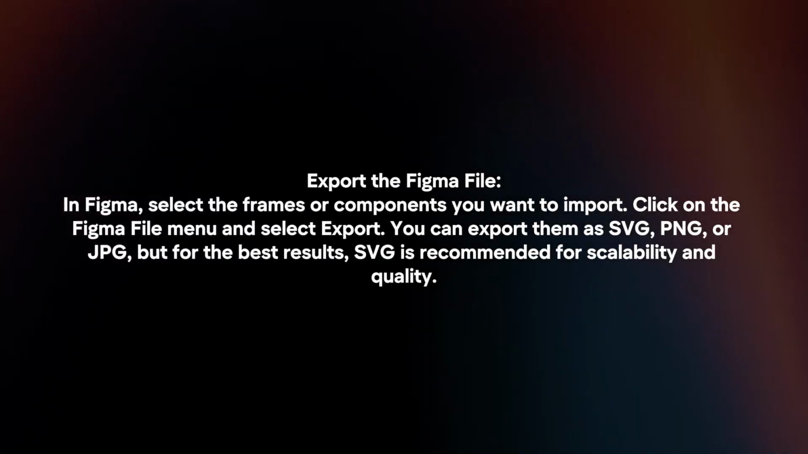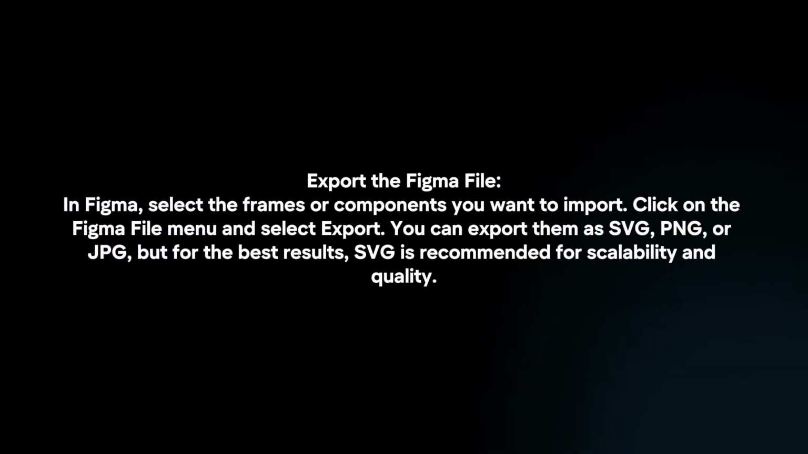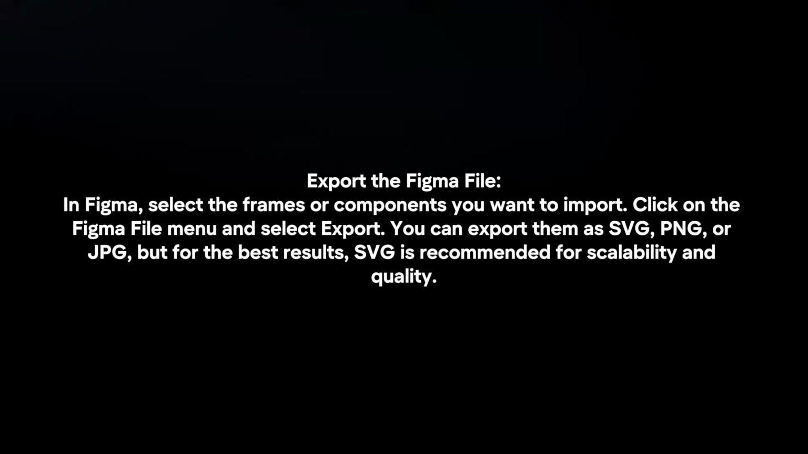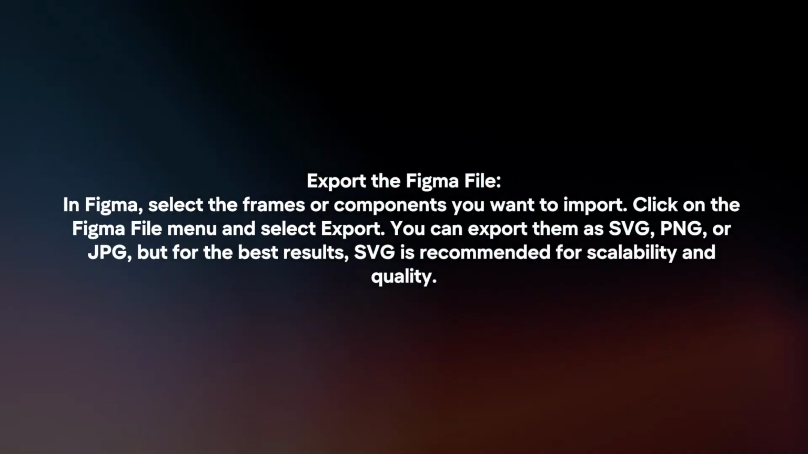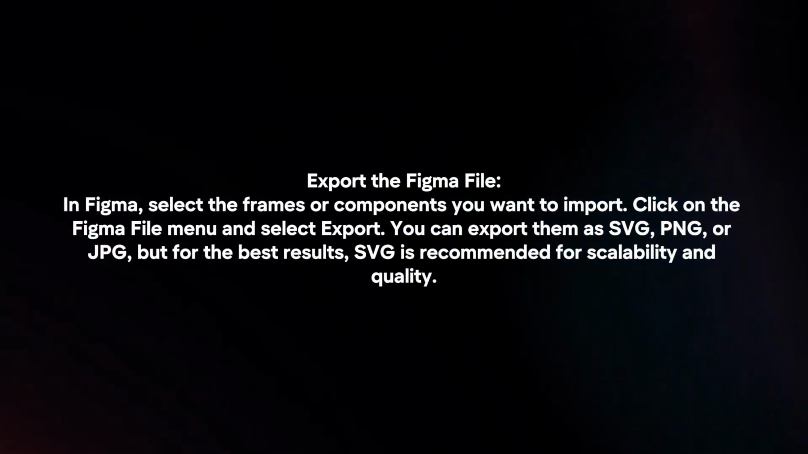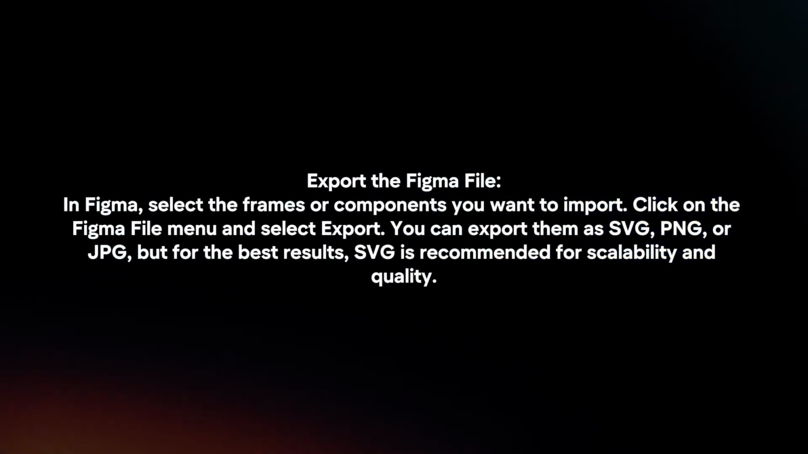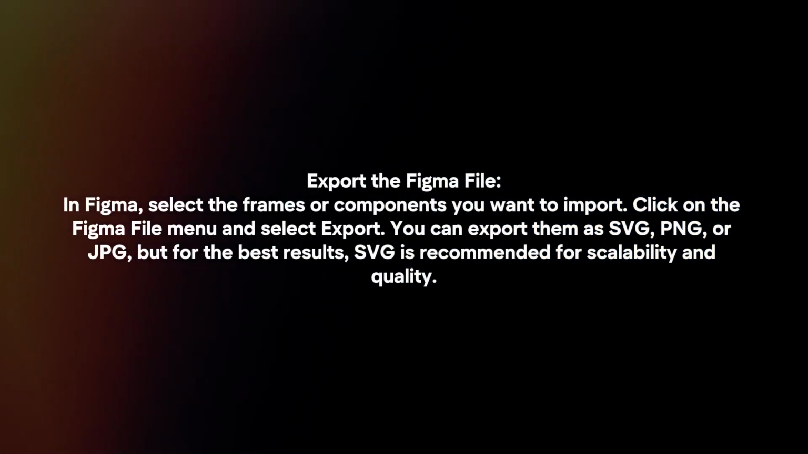Export the Figma file. In Figma, select the frames or components you want to import. Click on the Figma file menu and select Export. You can export them as SVG, PNG or JPG. But for the best results, SVG is recommended for scalability and quality.